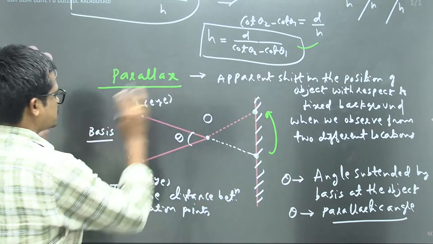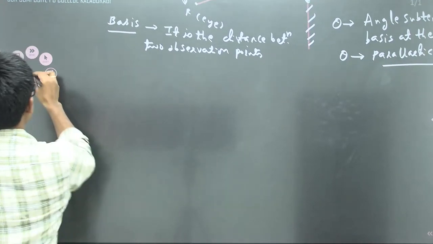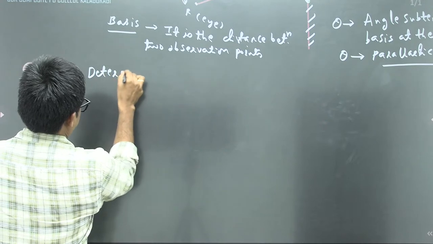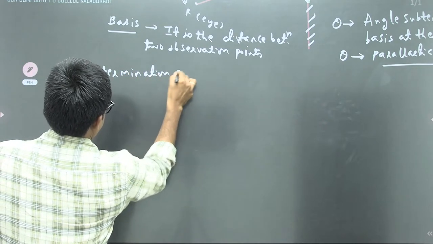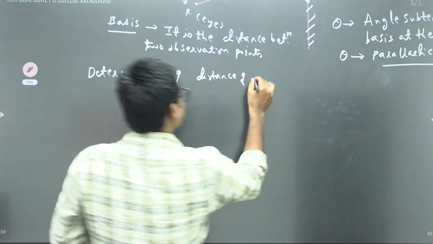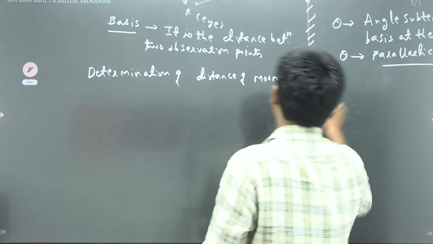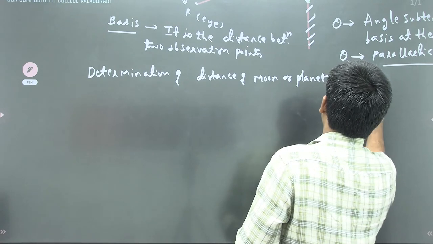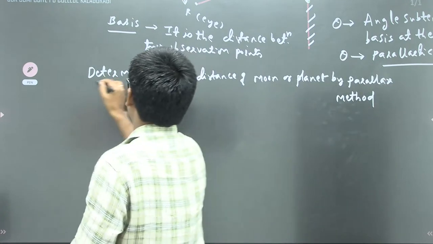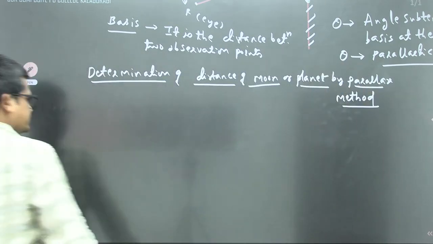Let me go on. See here. Determination of distance of moon or planet by parallax method. Getting my point? Okay. Determination of distance of moon or planet by parallax method. Right?